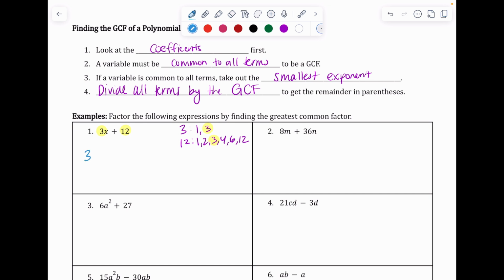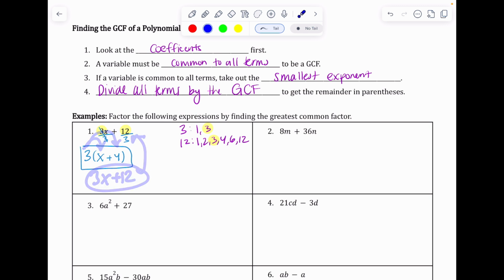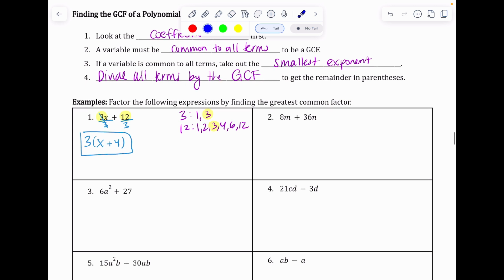So 3x divided by 3 gives me just x. 12 divided by 3 gives me plus 4. So again, what I factored out was that 3. Okay, because if I was going to check it, if I distribute it, I should get 3x plus 12, which is what I started with. Okay, number 2. Again, think about your coefficients.